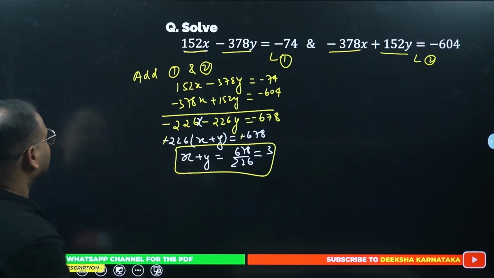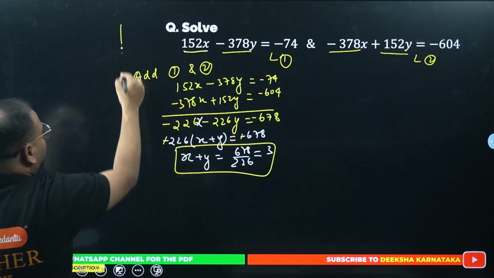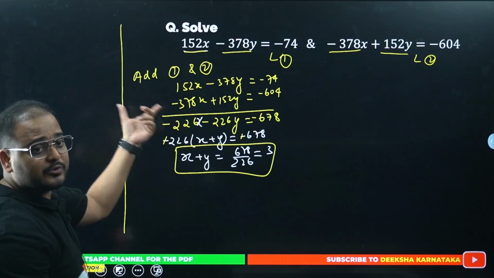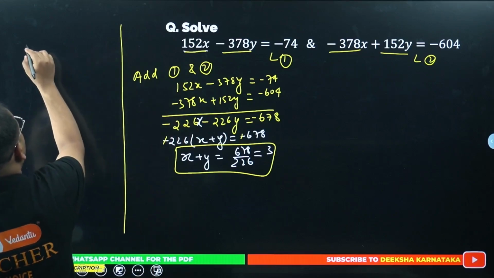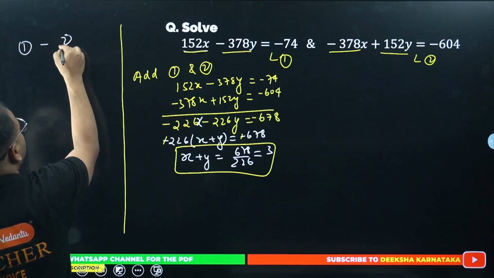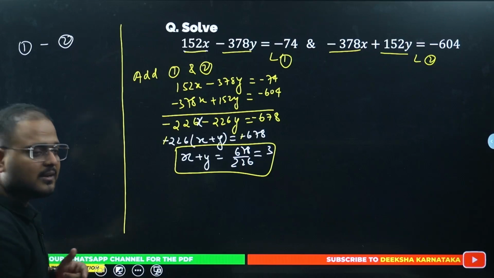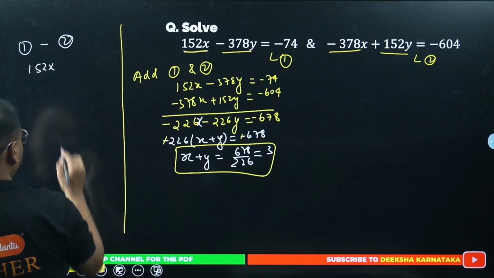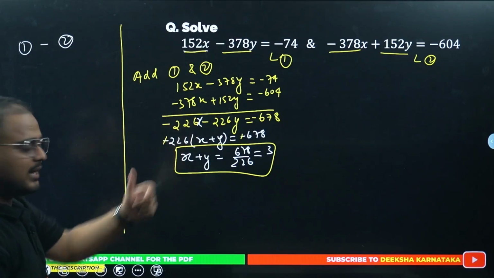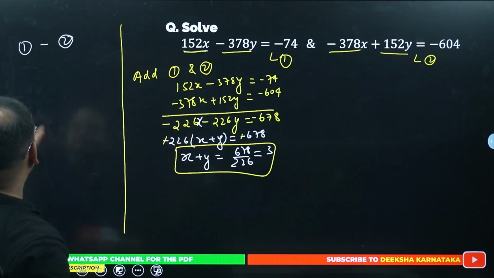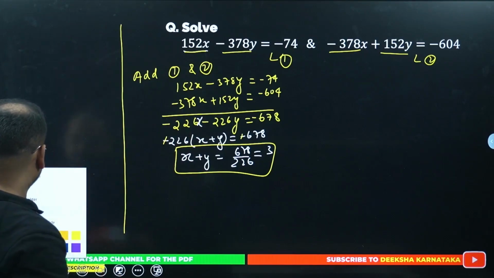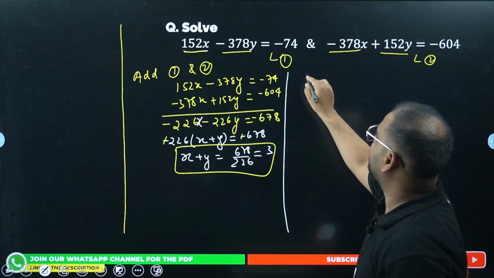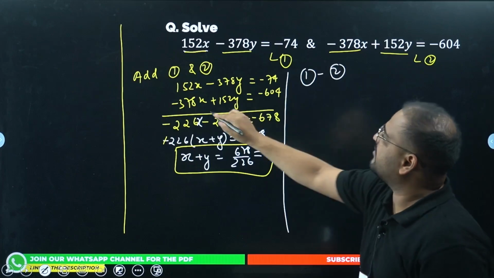Now second equation. Second equation, guys, come on. I'm going to do over here only. Check this out. Second equation, what are you going to do? Subtract 1 and 2. So we'll do 1 minus 2. It'll be the same thing, 152x. I hope it's visible. I'll do it on that side so that it will be visible for everyone. Okay, look at this side. I'll do 1 minus 2 here. Same way we'll write the equations.